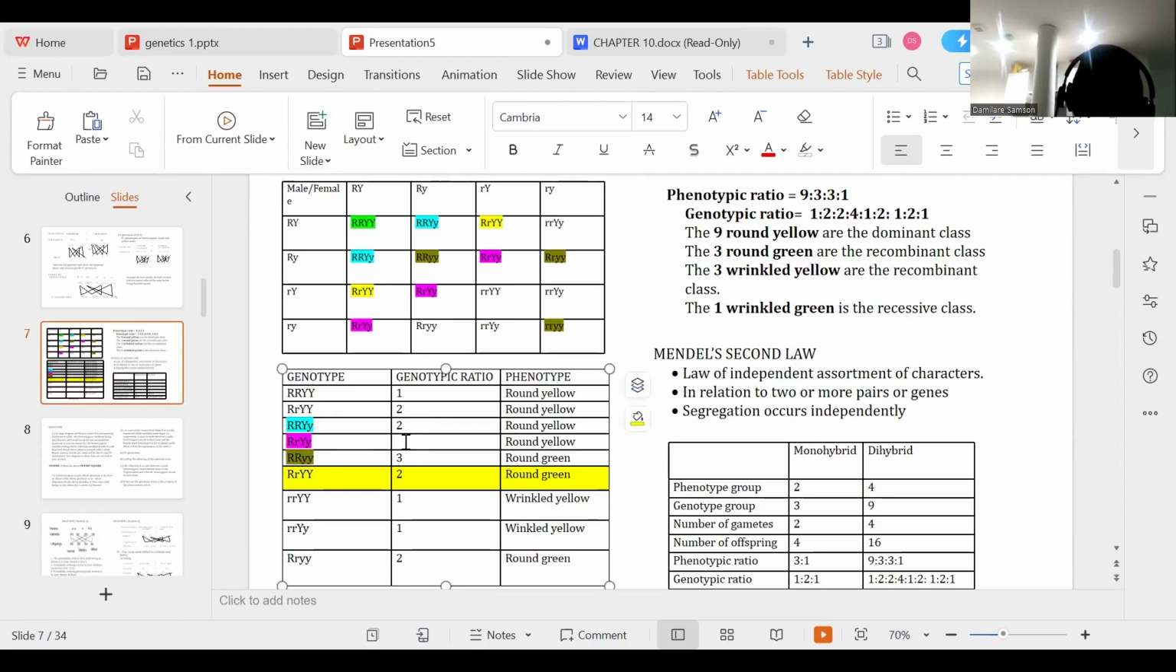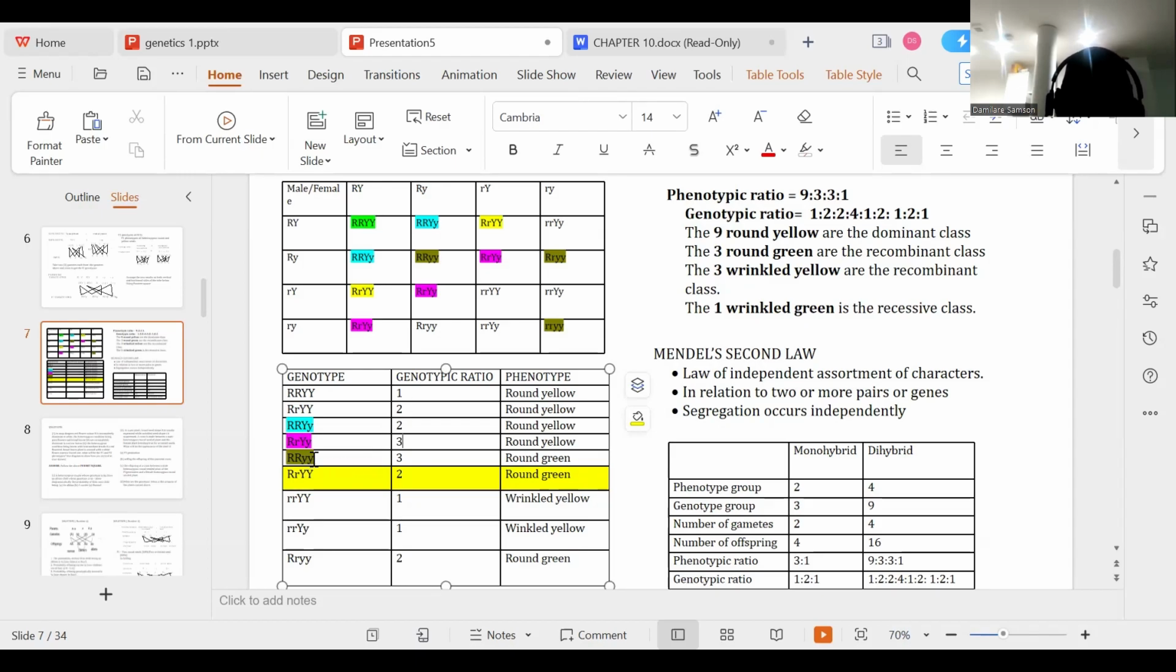This will be 3. Capital R, small r, capital Y, small y, wrong. Okay, I think we're on track now.